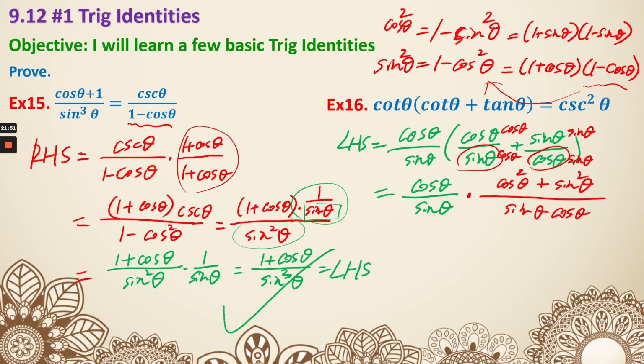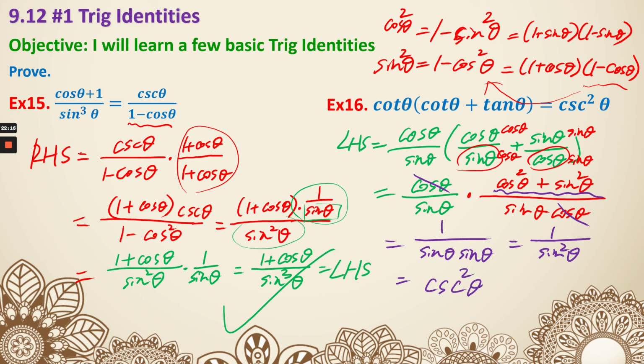I can do some cross canceling. Cosine and the cosine are gone. And if you notice, I have cosine theta squared plus sine theta squared. That's basically a 1. So I have 1 over sine theta times sine theta, which is 1 over sine theta squared. And what is 1 over sine theta? Well, that is cosecant theta squared, which is the right-hand side. That means I got it right. That is number 16.